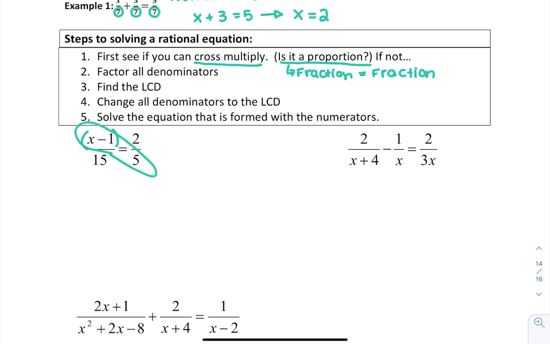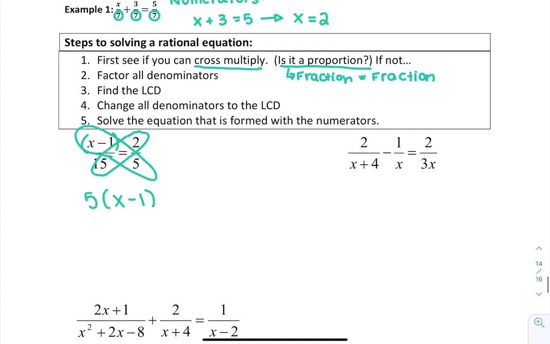So I cross these, and I cross these. Then I have 5 times x minus 1. Notice how my parentheses are really nice because they remind me to distribute. Equals 2 times 15, which is 30. Now, because I had those parentheses there, I remember to distribute. So I get 5x minus 5 equals 30. I add 5 to both sides, so I get 5x equals 35. And then finally, I divide both sides by 5 to get x equals 7.